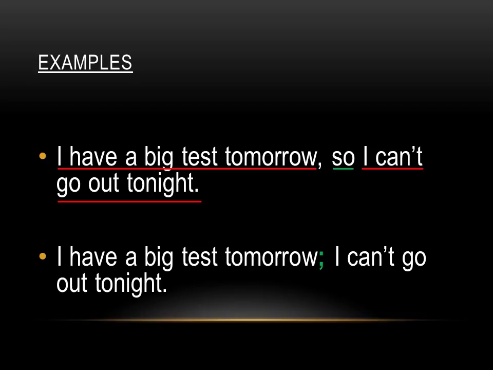So it's really that simple. If you have 2 ideas that could stand alone, that's the first requirement. They have to be able to stand alone, so you have to be able to put a period. So find your conjunction, and if you can put a period on those complete thoughts, I have a big test tomorrow, I can't go out tonight, then you have 2 independent clauses. And if one independent clause further explains the other one, then you can actually delete the conjunction and put a semicolon. It's that simple. So let's look at another example.